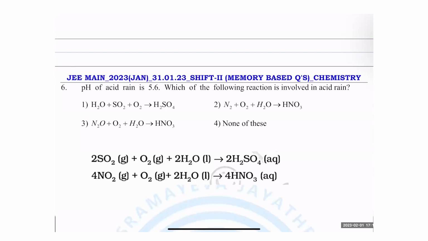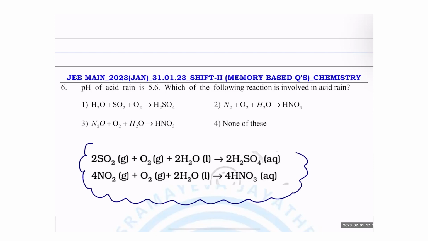Acid rain is the formation of sulfuric acid and nitric acid. Sulfuric acid is due to the oxidation of sulfur dioxide, and nitric acid is from NO2. These reactions are clearly given in the NCERT textbook under acid rain.